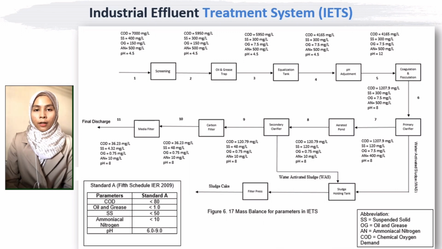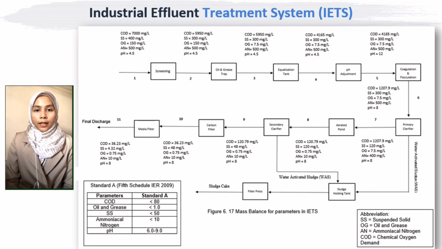For the primary treatment, screening, oil and grease trap, pH adjustment tank, and equalization tank are used. In the meantime, for the secondary treatment, a clarifier tank and aerated pond are used to reduce the ammonia content in the wastewater. Lastly, for the tertiary treatment, a media filter and carbon filter are used to purify the wastewater before being discharged.